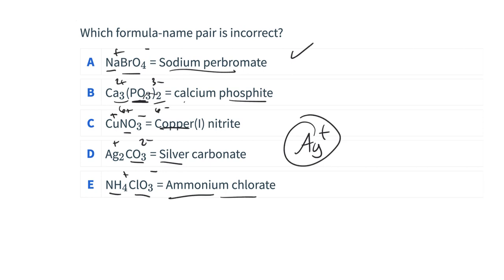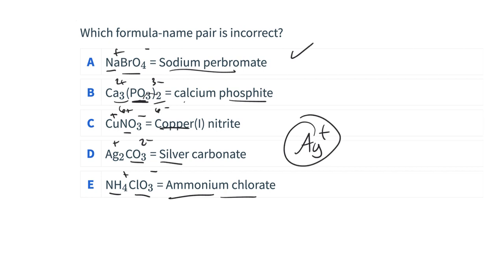Okay, what did I do wrong? Because all of these appear to be correct. Sodium perbromate, calcium phosphite, copper 1 nitrite, silver carbonate, ammonium chlorate.